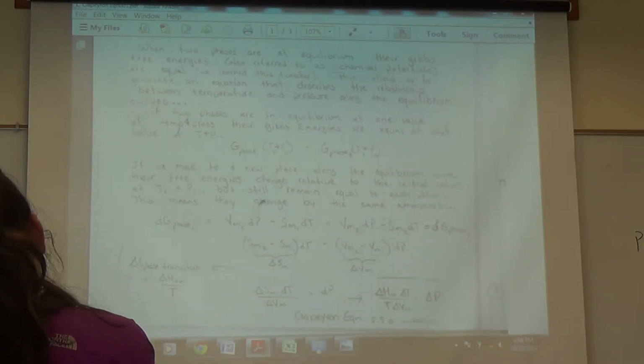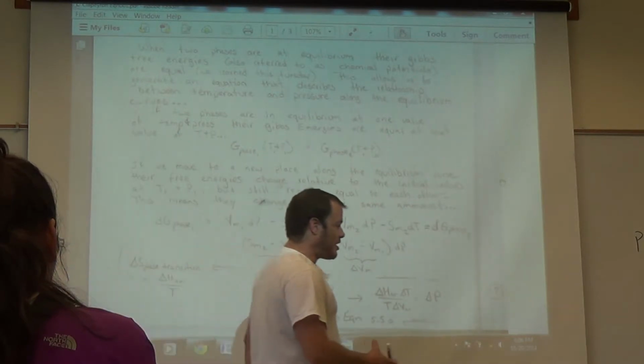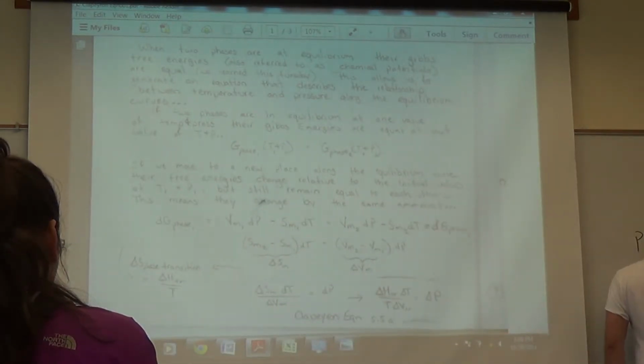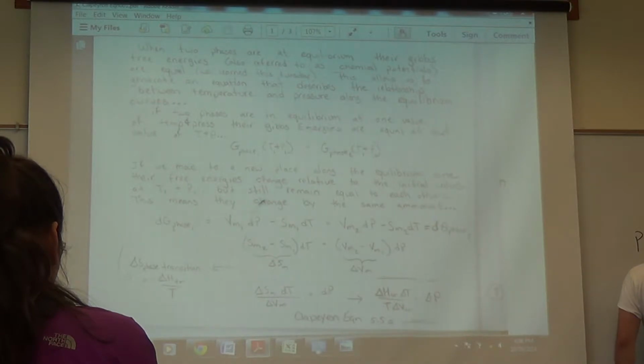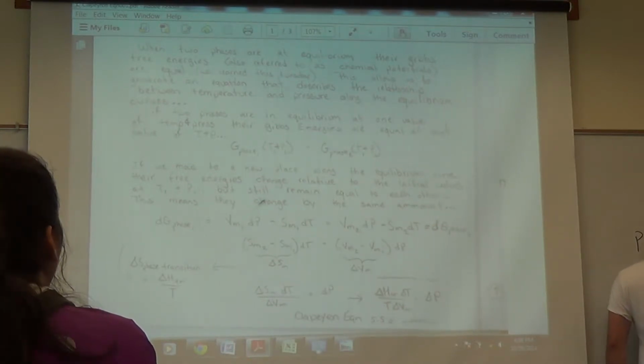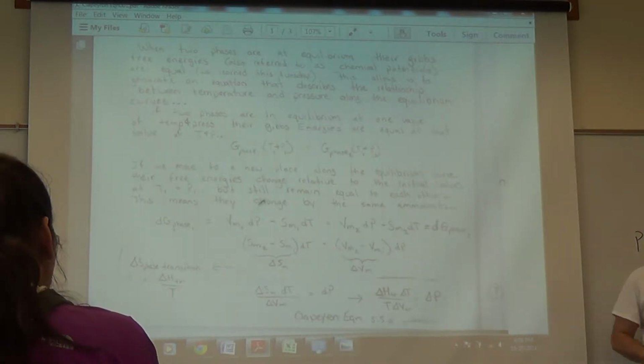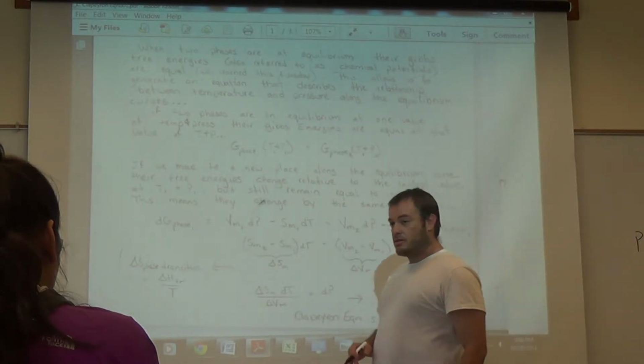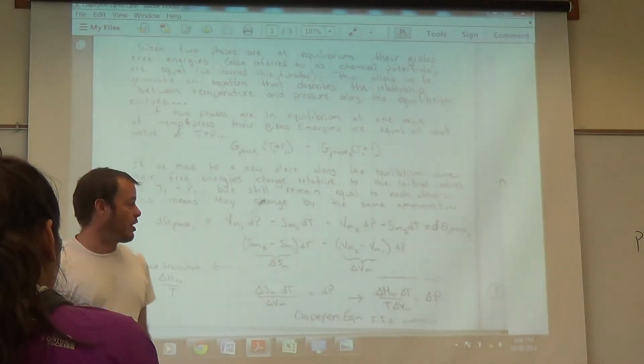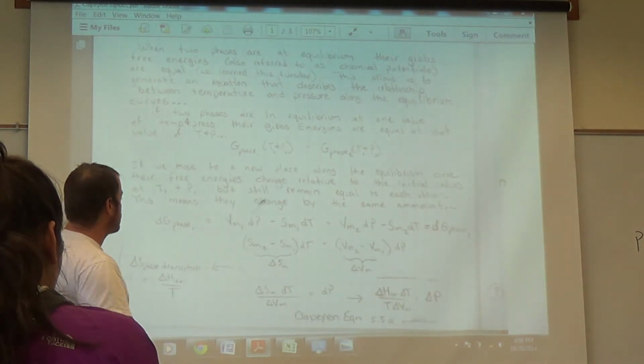If we move to a new value of temperature and pressure at which the substances are still at equilibrium, so if this is equilibrium position 1, we're going to move to a new equilibrium position, say this point here. There'll be a delta T and a delta P as we move along the equilibrium curve from one point of equilibrium to the other. As we do that, the Gibbs free energies stay the same because we're remaining on that curve, and so the chemical potentials are equal.